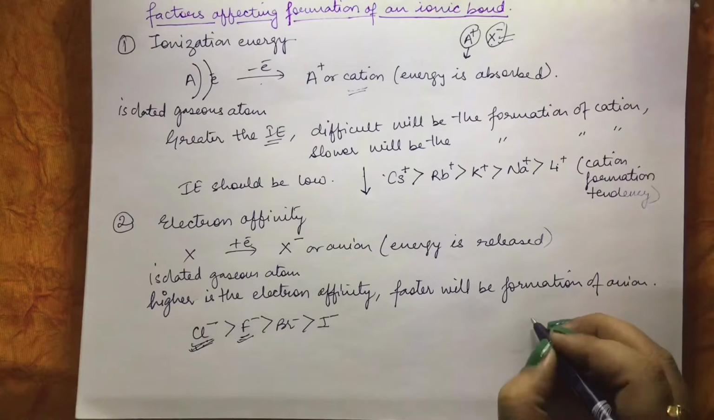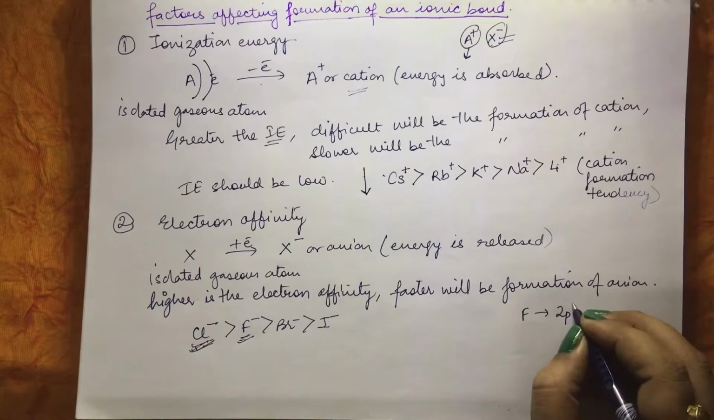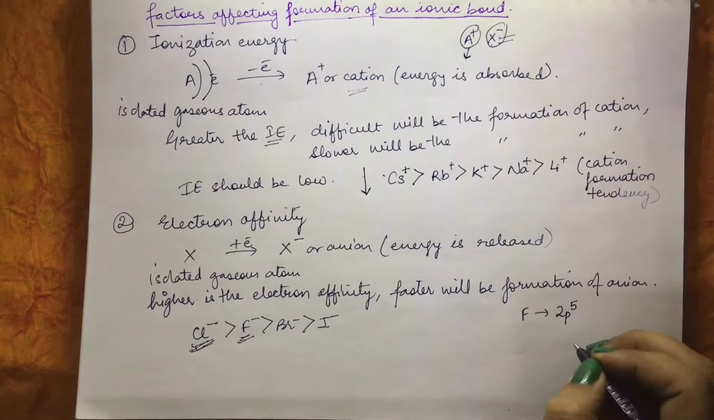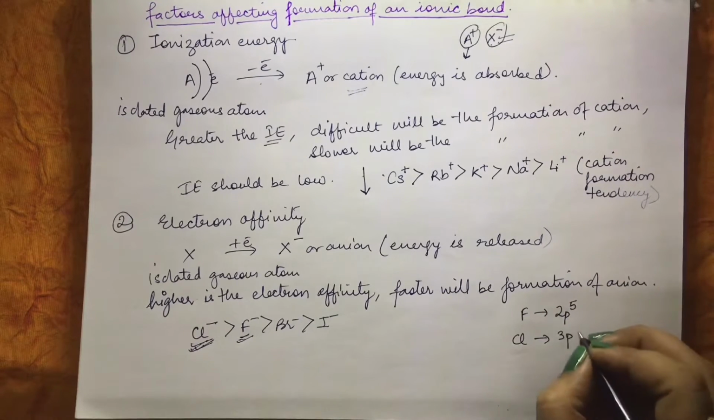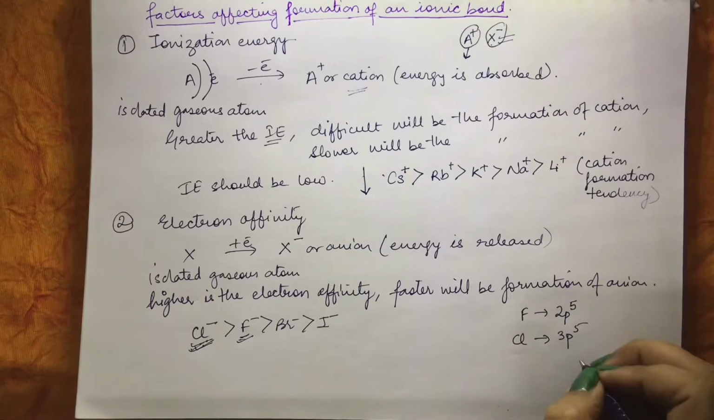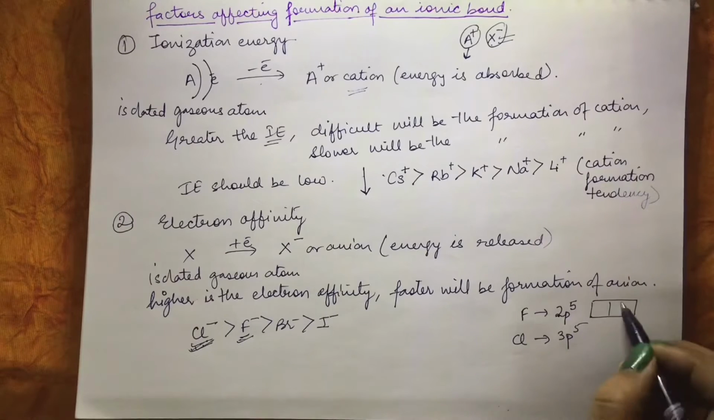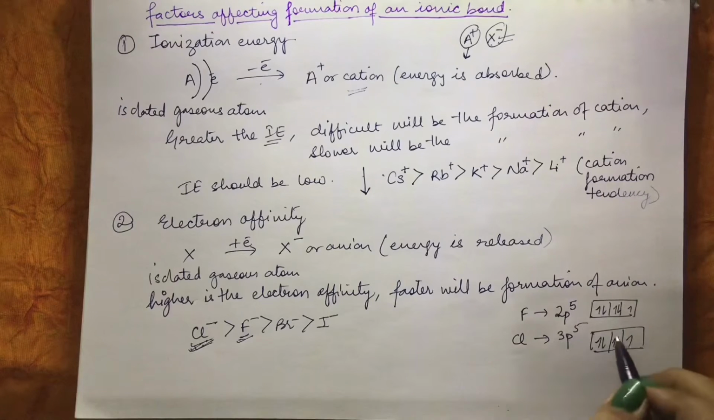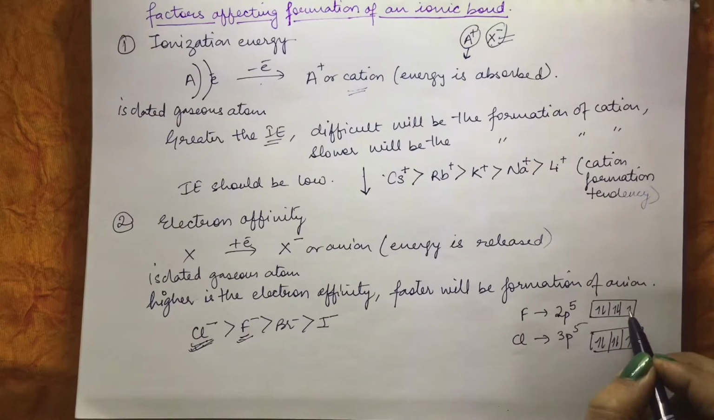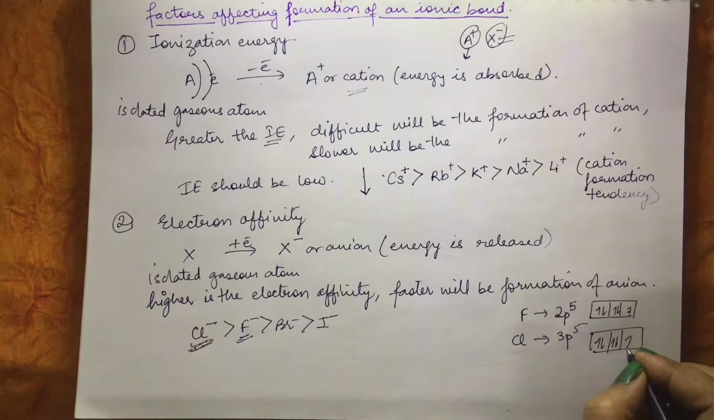Why is the tendency to accept the electron for chlorine greater as compared to fluorine? Let us reason this out. In case of fluorine, you can see the outermost orbital which is accepting the electron is 2p5. In case of chlorine, the outermost orbital which is accepting the electron is 3p5. Now if we see the distribution of electrons in 2p, it will be like this. In 3p also, the distribution will be like this. Now this will be accepting the electron in 2p orbital, whereas this will be accepting the electron in 3p orbital.